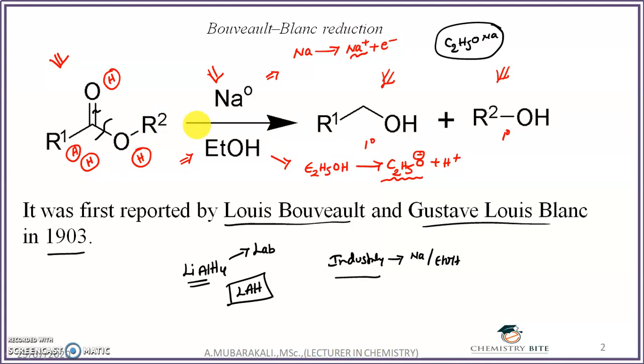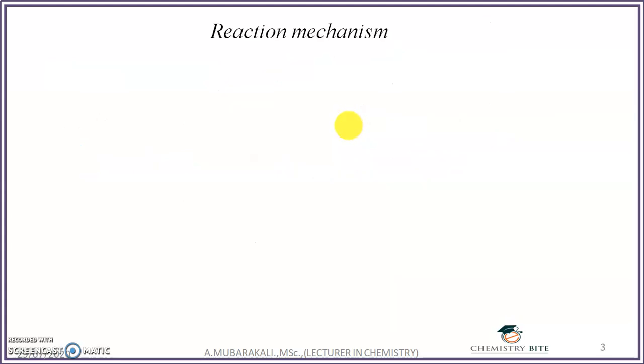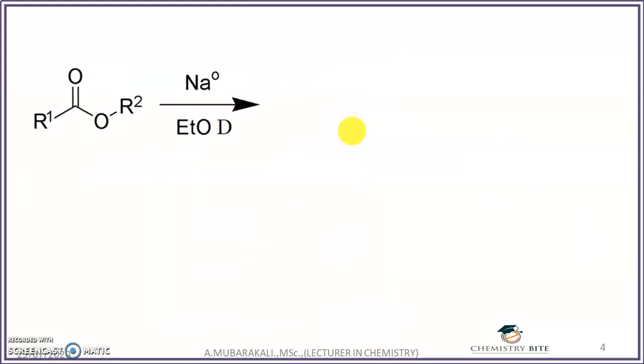So you got 2 types of alcohols. One has the more number of carbon atoms, and the other has the less number of carbon atoms. Suppose instead of ethyl alcohol with hydrogen, I took deuterium here. How do we write the product? So sodium was there, ethyl alcohol, but instead of hydrogen I have taken the deuterium alcohol here.